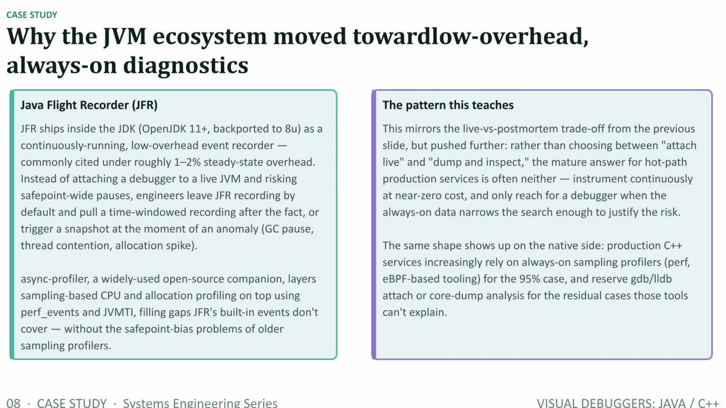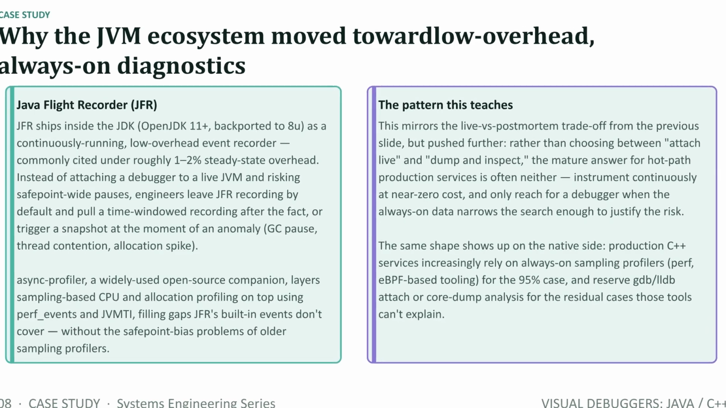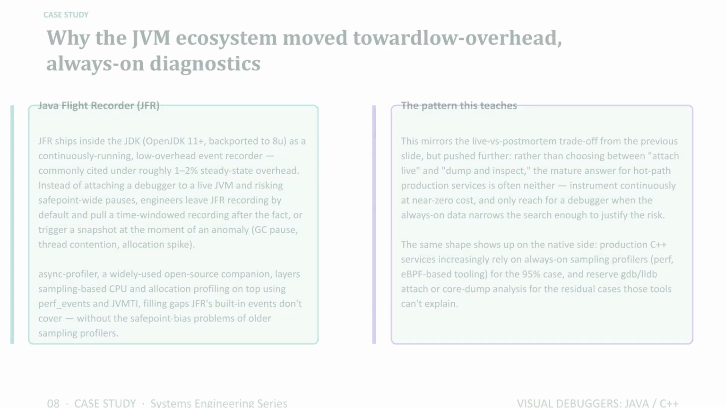And the same shape shows up on the native side. Production C++ services increasingly rely on always-on sampling tools like perf or eBPF-based tooling for the 95% case, and save GDB or core dump analysis for what's left over.